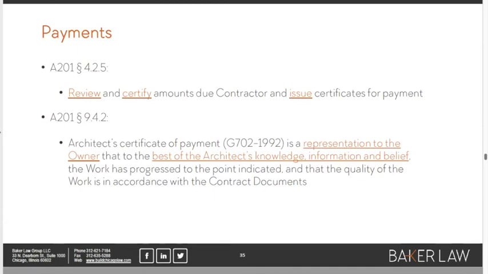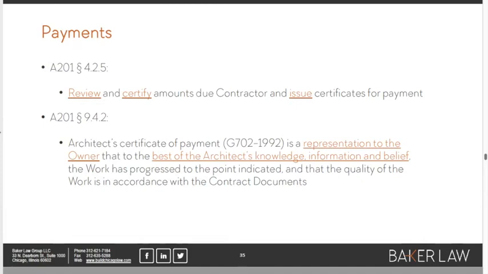So an architect that does not understand that they have this obligation to be very thoughtful about reviewing and certifying these payment applications can find themselves on the wrong side of a lawsuit from an owner that feels like the architect kind of rubber stamped the pay apps and allowed the GC to get more money than they were entitled to. And then the owner's out over its skis on payments.